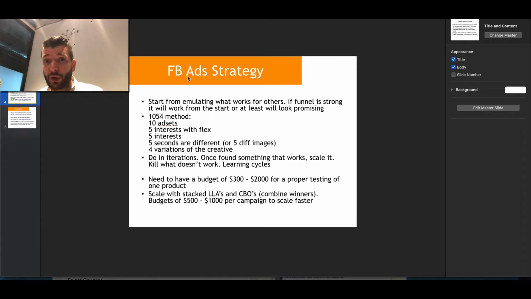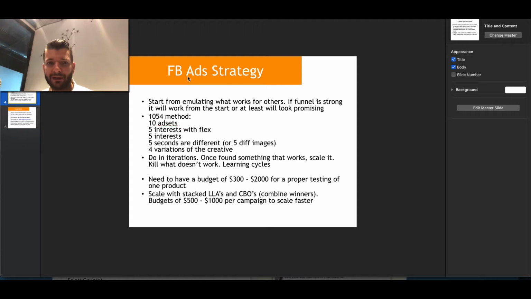And if the funnel is strong, that's the beauty of it, it will work from the start, or at least it will look promising. Imagine you have an average order value of $100 or more, while other people, like dropshippers, have an average order value of like 20 bucks. You can just overspend them. You don't have to be very good at Facebook if your funnel is very strong, but you need to have these things figured out, or you need some guidance and mentorship, because a good funnel will solve a lot of issues for you.